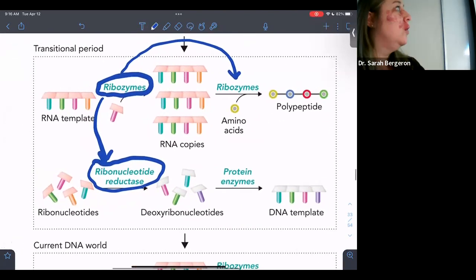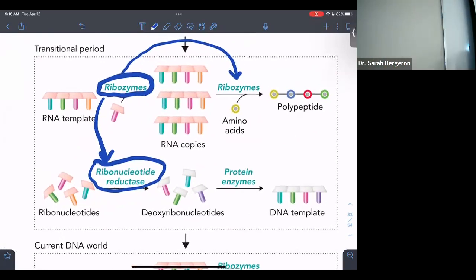Okay, so now, do we want to keep up this part where we have an RNA template going to RNA copies? No, not really, right? Now we want to switch over and make our template composed of what?